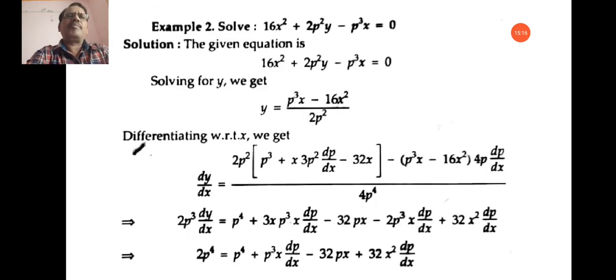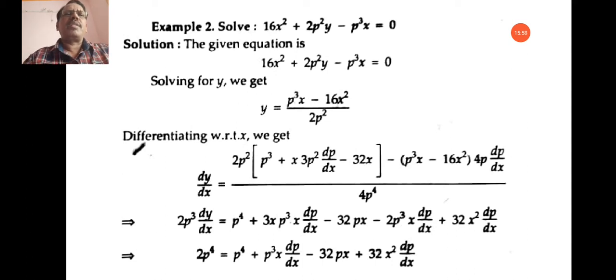Next problem is: solve the equation 16x square plus 2p square y minus p cube x equal to 0. So you take the equation 16x square plus 2p square y minus p cube x equal to 0. The given equation, you write it as y is equal to p cube x minus 16x square divided by 2p square.